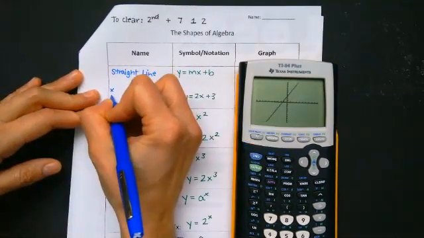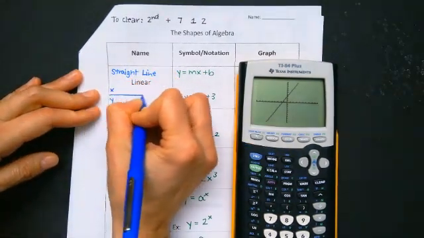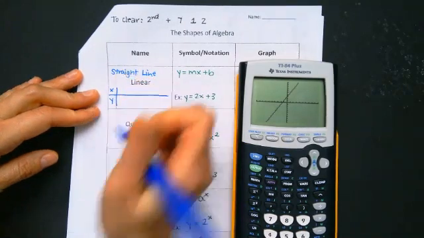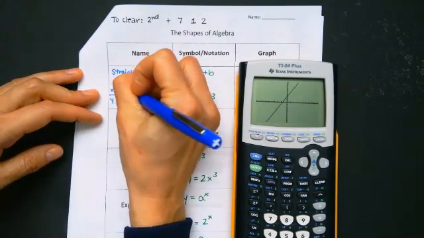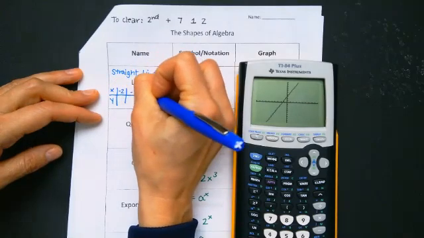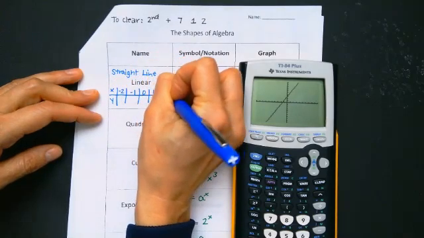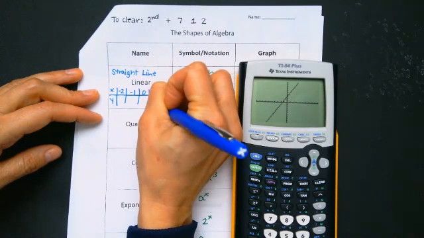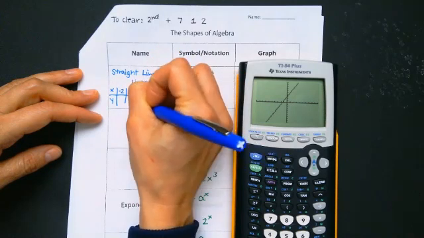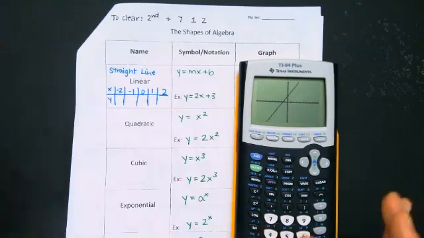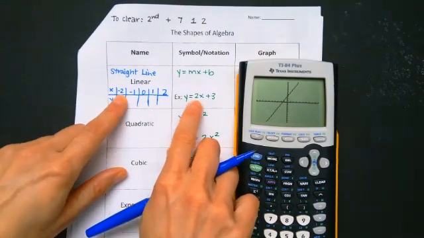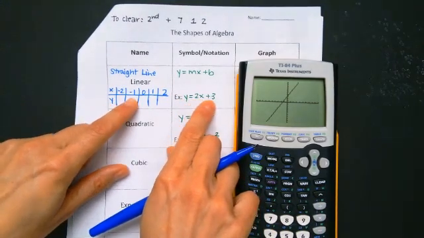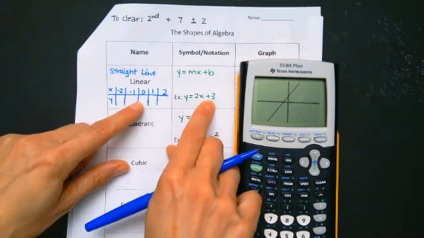So just say X and Y. And we're going to create a little table from -2 to 2 for X values. So -2, -1, 0, 1, and 2, like that. And then we're going to use our calculator to give us the table. So we could put them in, right? We could do 2 times -2 plus 3, 2 times -1 plus 3, 2 times 0 plus 3.